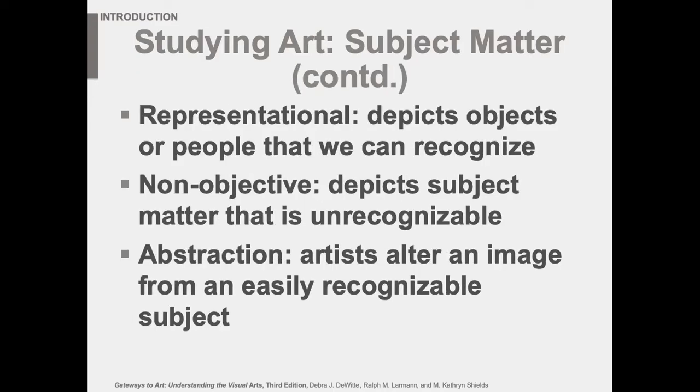So we're going to break down into three main categories when we're looking at work. Representational: it depicts objects or people that we can recognize. We think back to our church painting of the Niagara Falls. We recognize it, right? If we think about the Egyptian piece, that is also representational, but it is what we call stylized.